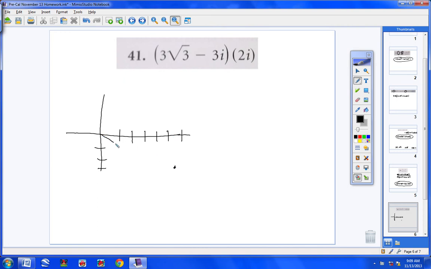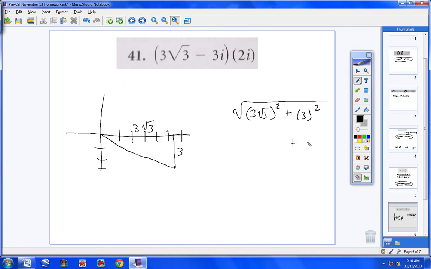And the reason I don't care if I get it drawn perfectly is as long as I label my sides, as long as I label this length right here 3 square root of 3, and as long as I label this length here 3, that's all that really matters, okay? Now using the Pythagorean theorem, let's find the hypotenuse. I might have to have a little help on this one here. Let's see. We have 3 square root of 3 squared plus 3 squared.